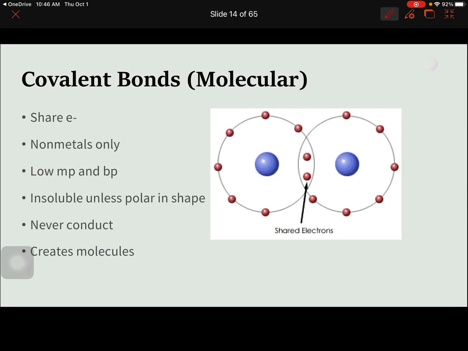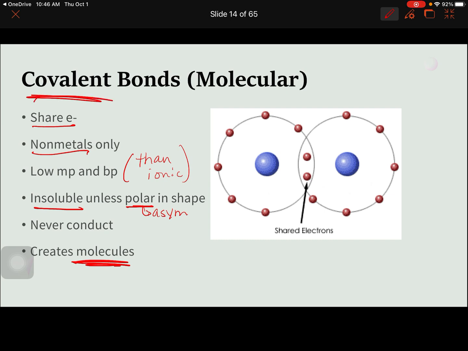For covalent substances, you have a sharing of electrons. You're going to be dealing with nonmetals. They tend to have lower melting and boiling points as compared to ionic substances because they have weaker forces of attraction. They tend to be insoluble unless they are polar or asymmetrical in shape. We'll talk a lot about molecular shape in this unit. You're going to be drawing molecules in your sleep. They do not conduct electricity because they do not have charged particles.